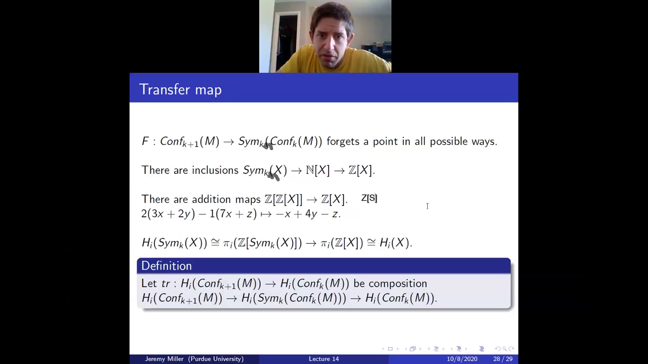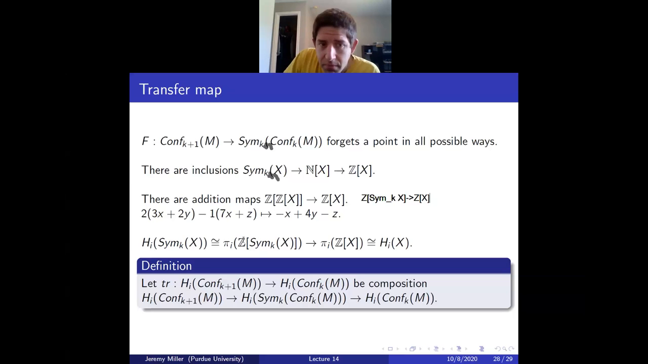a map in particular from Z of Sym^k of X, because you can think of Sym^k as a subspace of Z of X, into Z of X. So there's a map from the homology of the symmetric product of a space into... The Dold-Thom theorem says that the homology of a space is the homotopy groups of the free abelian group on that space. So here we're applying the Dold-Thom theorem to the symmetric product. So the homology is the homotopy groups of the free abelian group.